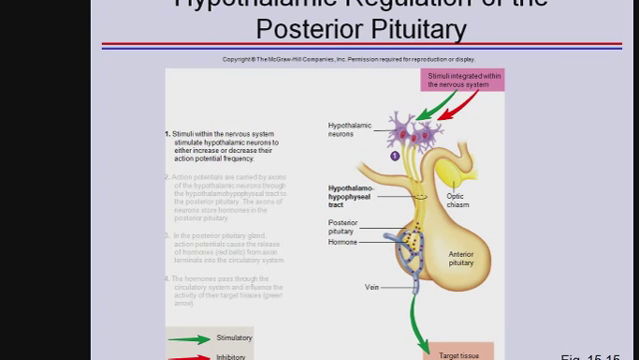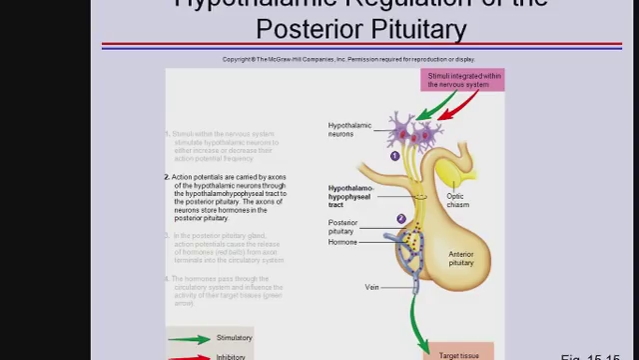Hypothalamic regulation of the posterior pituitary. It starts with a stimulus within the nervous system. It will either increase or decrease the action potential frequency of the neurons. And then action potentials are carried by the axons of the hypothalamic neurons through the hypophyseal tract to the posterior pituitary.